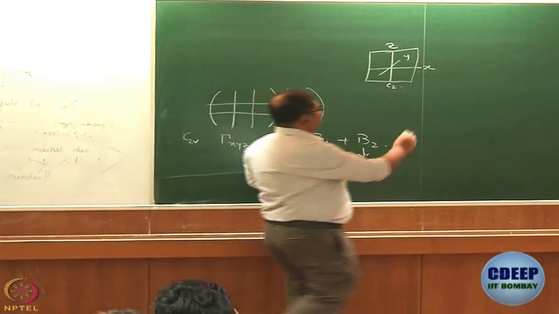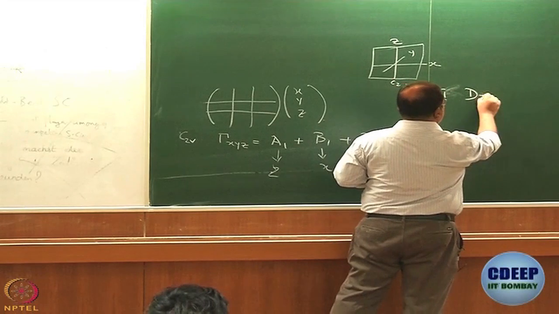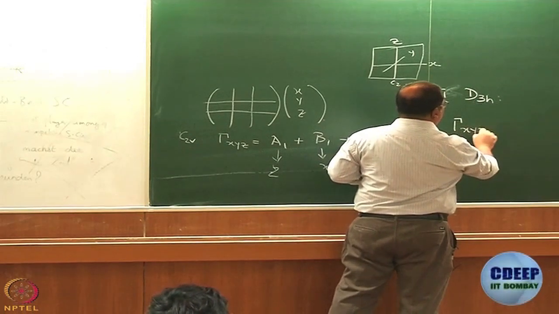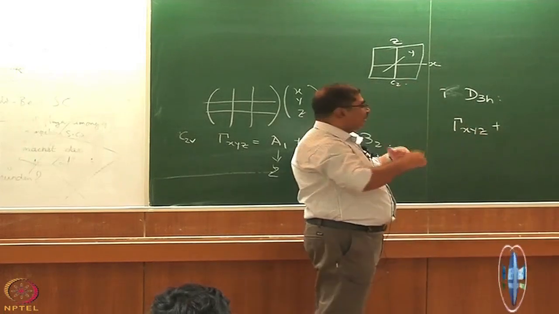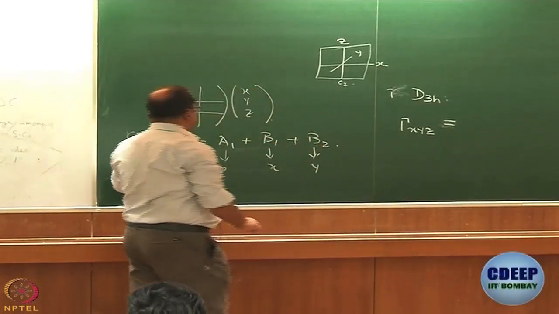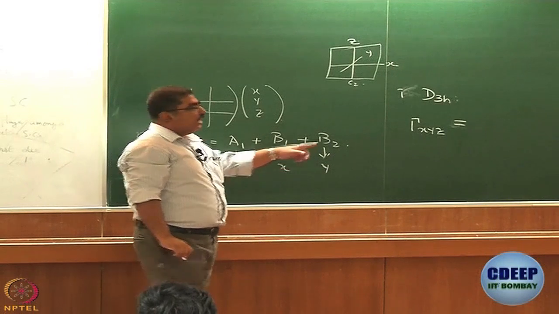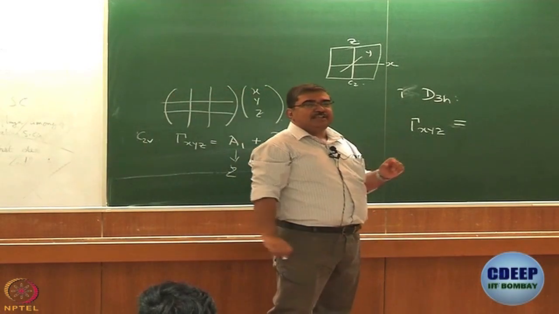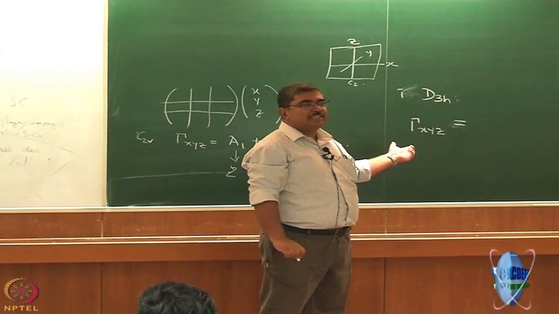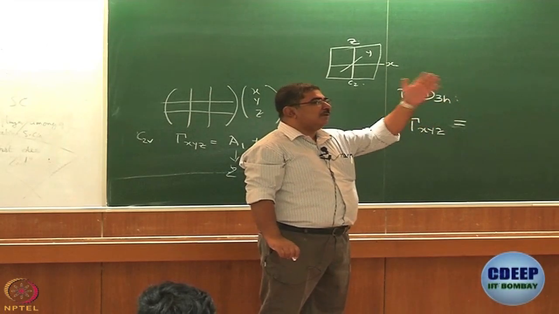For this D3H, what am I doing? What is gamma x, y, z? Sum of which? So, now we are doing the reverse process. Here I had given you gamma x, y, z, and then we broke it down into constituent irreducible representations. Now, I have shown you the character table. You already know where x belongs, where y belongs, where z belongs. So, what is gamma x, y, z? How do I get it? Just by adding them. Where does x belong? Where does y belong? Where does z belong?